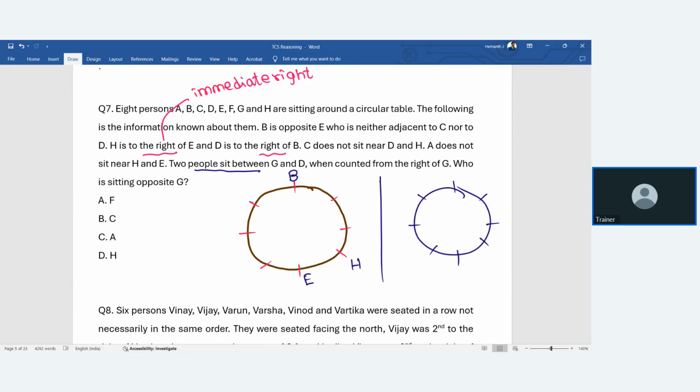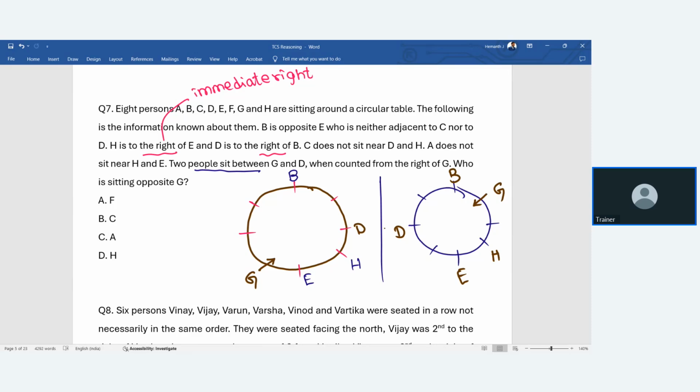First I'll write these fixed things: B, E, H. Two people between G and D, counting from G clockwise, means G here, right side, two people between G and D. This is one possibility. The other possibility is G here, right side means D will come here. Two people between G and D, counting right side of G. G is facing towards center, everybody is facing towards center. Right means like this, anti-clockwise we have to go. Now let's see whether it is satisfied or not.